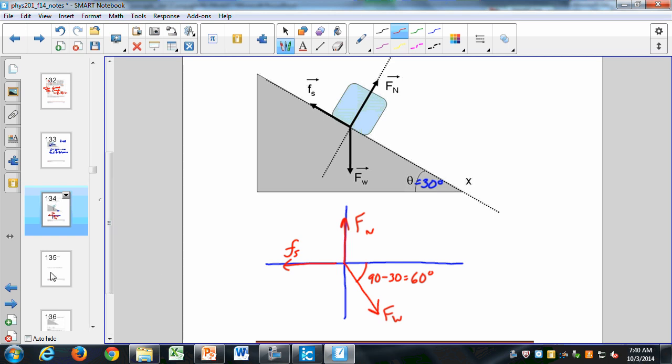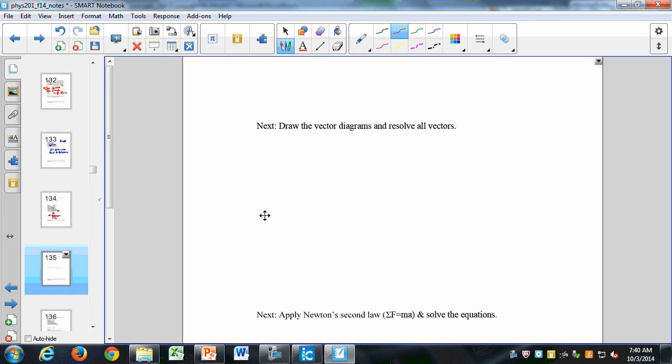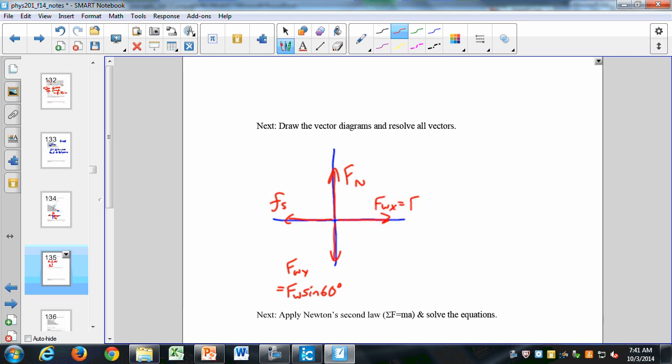I'm going to go to the next page. I'm going to go ahead and resolve those vectors. So my normal force, the static frictional force. Here I have the weight in the y direction. That's equal to Fw, what is it? Cosine or sine or tan? It's sine, right? Sine of 60. Remember, you're taking 90 minus the angle of the incline. And this is Fwx, which is Fw cosine of 60.